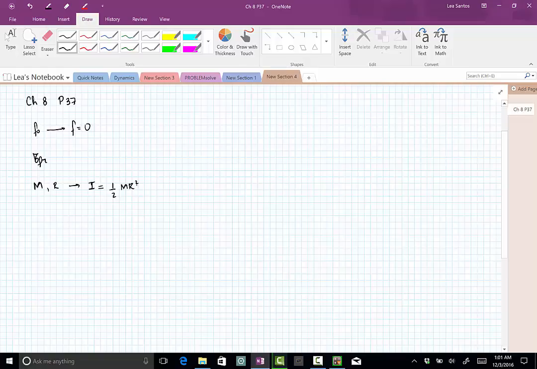They want to know through how many revolutions the rotor will turn before coming to rest. So the question is, how many revolutions? To get this number, we need to find the angle. If I have the angle, I can know how many revolutions. So I'm going to look for an equation that involves the angle. I have no information about time, so I'm going to avoid an equation with time.